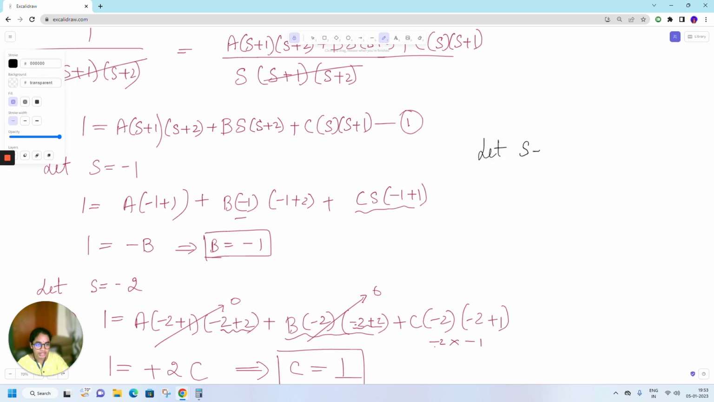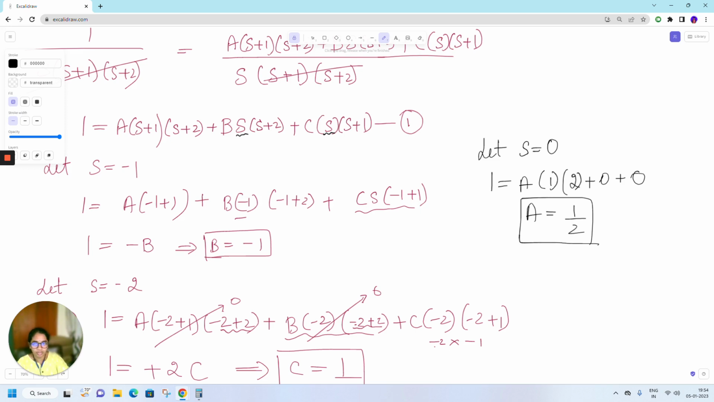Yes, let S be equal to, say, I'll give 0 now. Why? I have S here, I have S here, 0 into anything is 0. But here I have S plus something, correct? So I would get 1 is equal to A into 0 plus 1, which is 1, into 0 plus 2, which is 2, plus B into 0, plus C into 0. So now I would get A value, which is half.